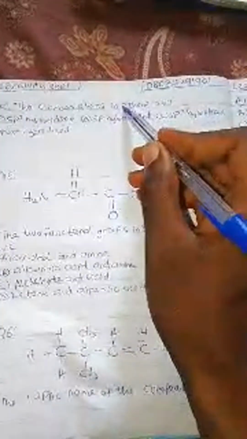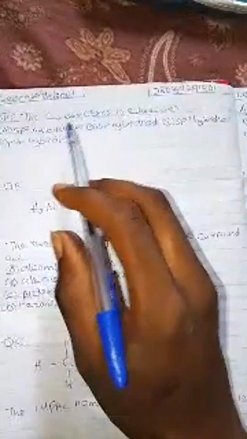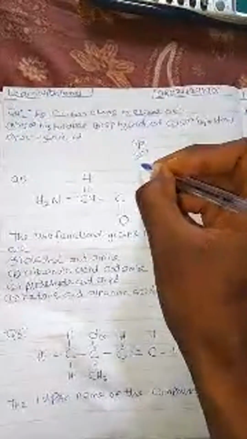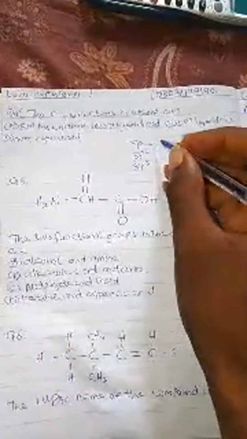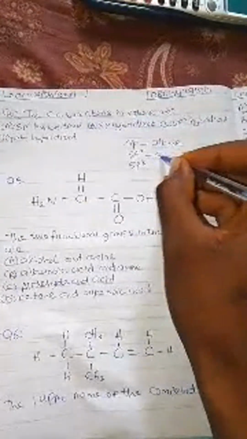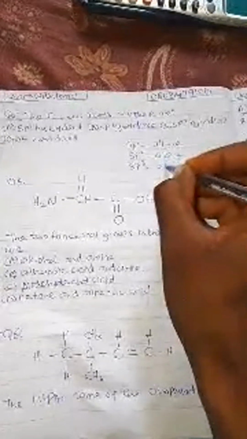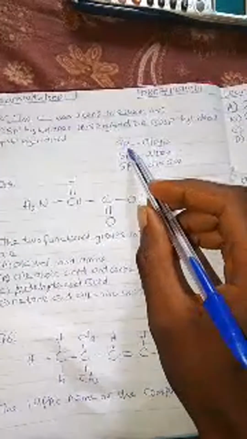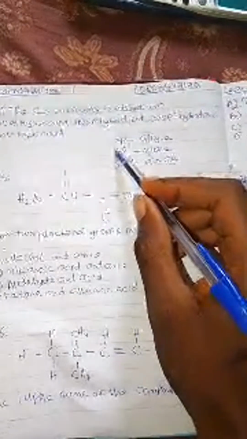Question 4. The carbon atom in ethene are A sp3 hybridized, B sp hybridized, C sp2 hybridized, D not hybridized. So we have sp, sp2 and sp3. For sp, that's where you can find the alkyne. For sp2, alkene, and for sp3, alkane. So the carbon atom in ethene is under alkene. So sp2 is the appropriate answer for this particular question.